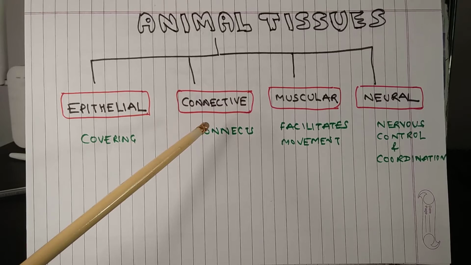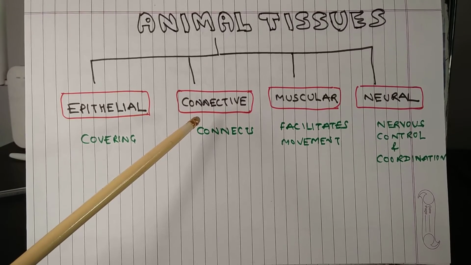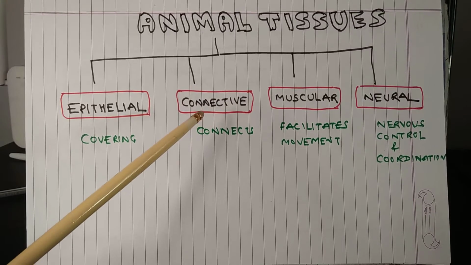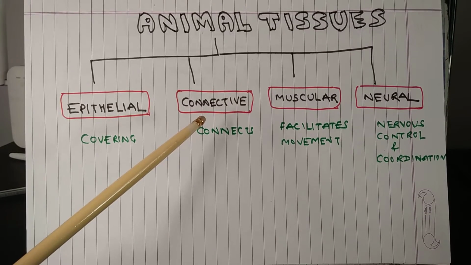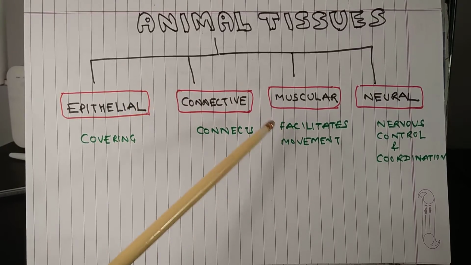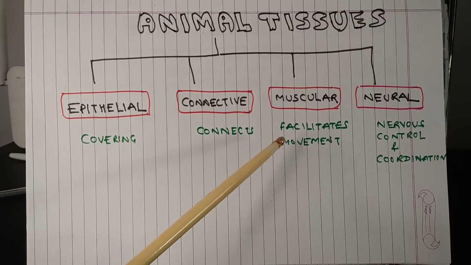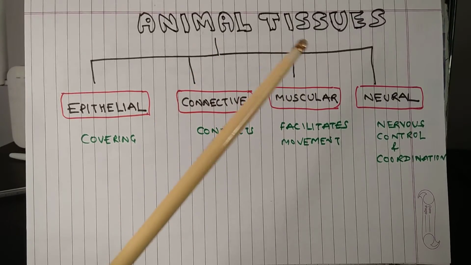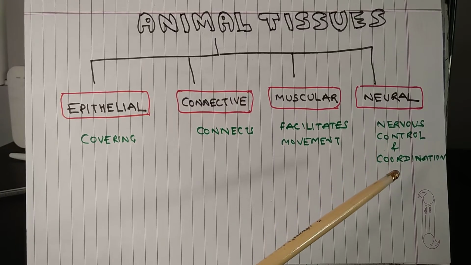The connective tissue connects various organs. So, for example, ligaments and tendons connect different organs. Or the layer of fat between organs serves the role of connecting a particular organ or keeping the organ in place. Muscular tissue facilitates movement. So, when you move your hand or your feet, the movement happens because of the muscles. Neural tissues facilitate nervous control and coordination.